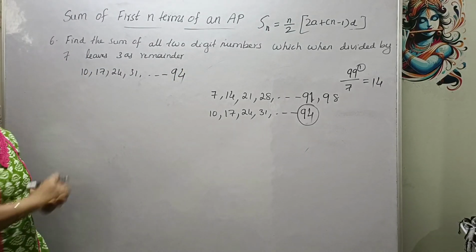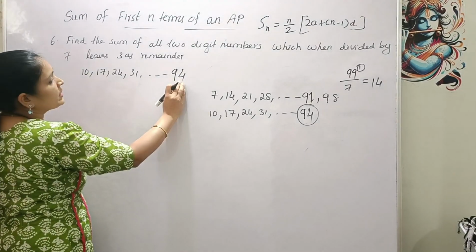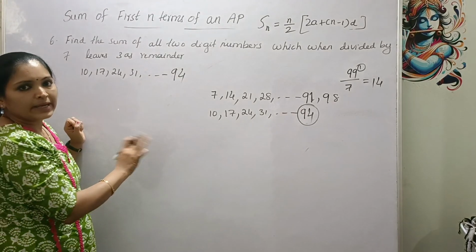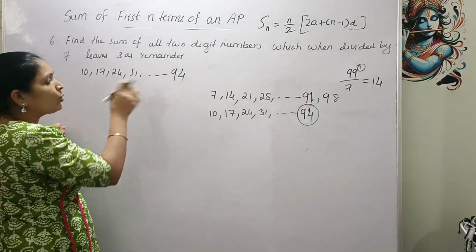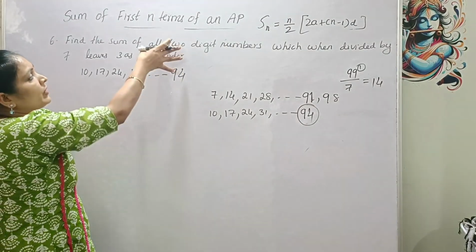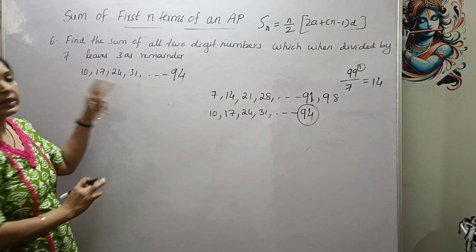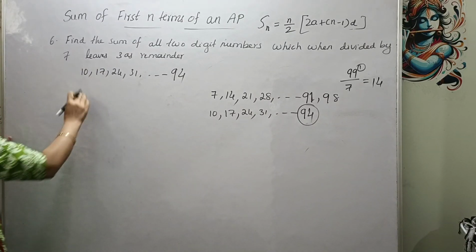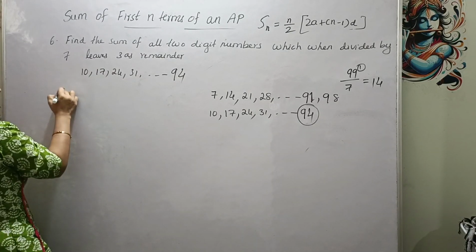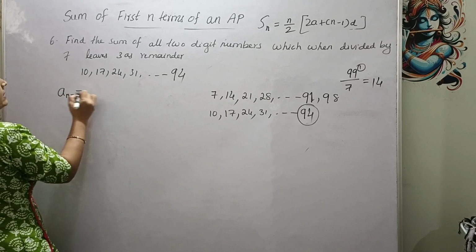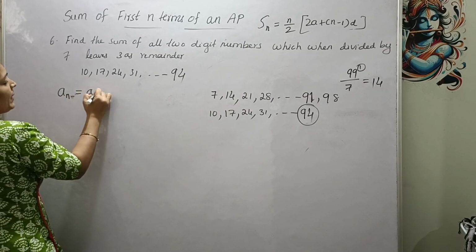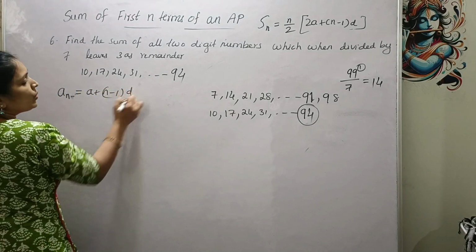Now, here we have to find how many terms, that is n. Okay, we have to find n. After that we will find the sum of all these numbers. Okay, so let's find n. For that we have to apply this formula: an is equal to a plus n minus 1 into d.